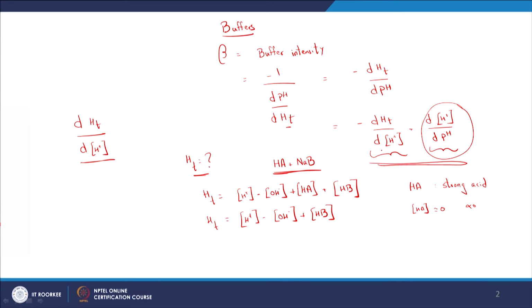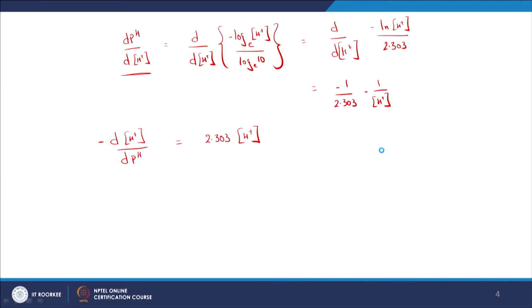So let's try to plug that in. The buffer intensity, the beta, will be equal to what now? Minus 1 by the derivative of pH with respect to h total. This is what we had, right? And we express this as minus dh total with respect to h plus, into the derivative of h plus with respect to pH, right? This is what we expressed it as.